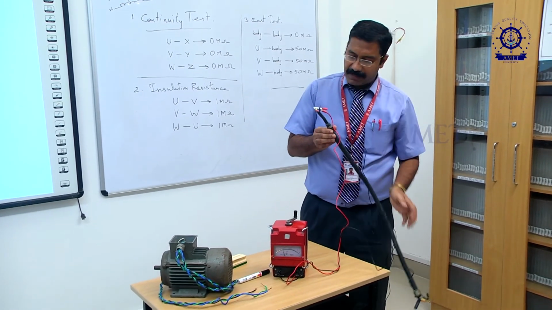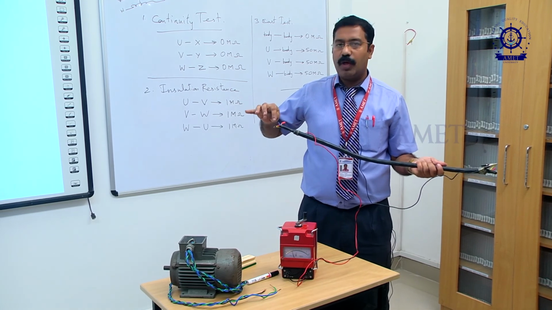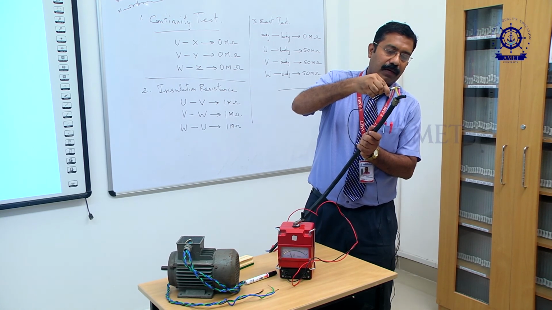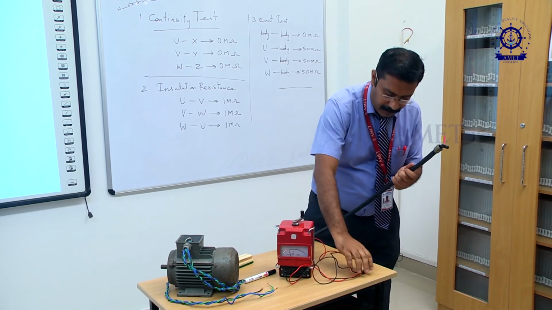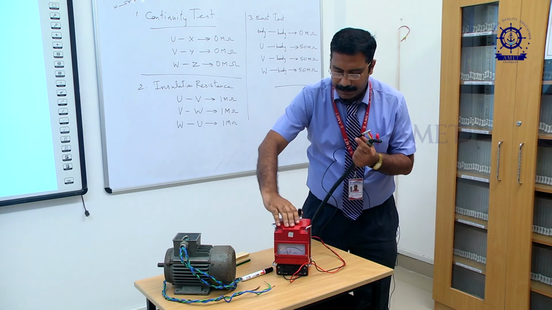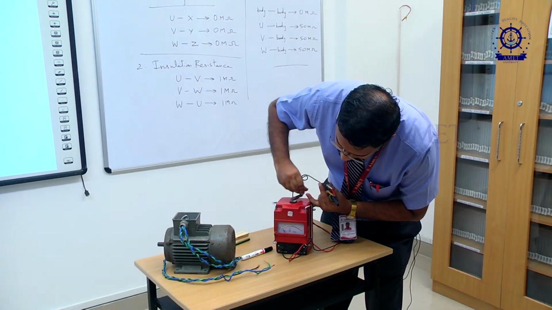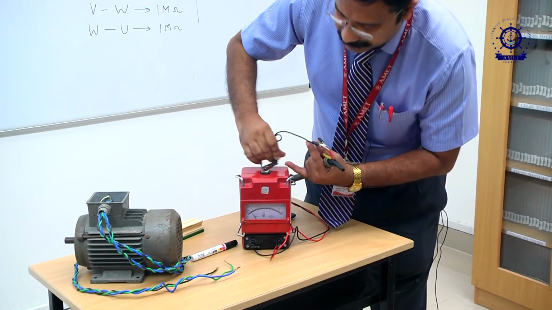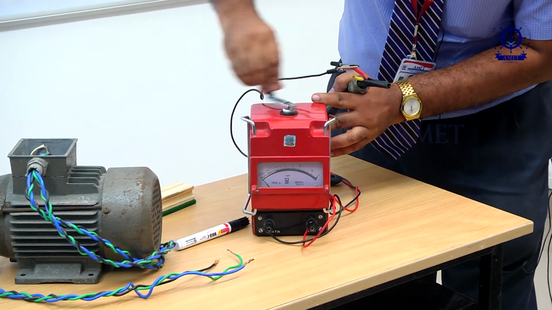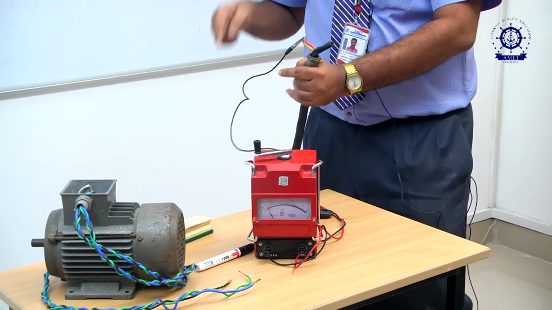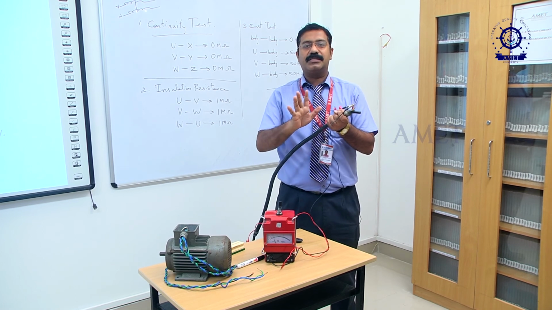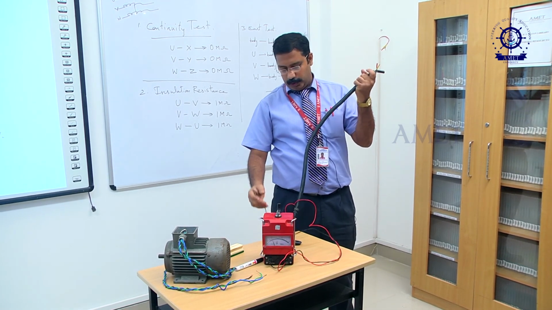At the same time, I have kept one end on the yellow wire itself, and here I am going to change it to the red wire. See, the pointer is going to infinity. If you notice, the pointer is going to infinity. That means there is no conductivity between this yellow wire and red wire. That means insulation is good. This cable can be used.